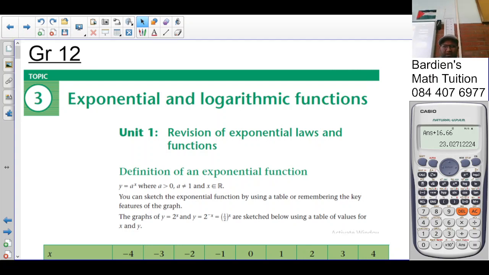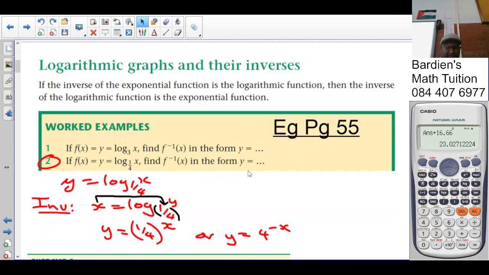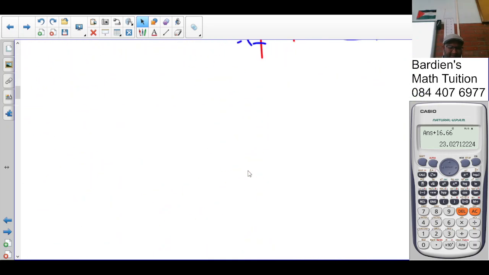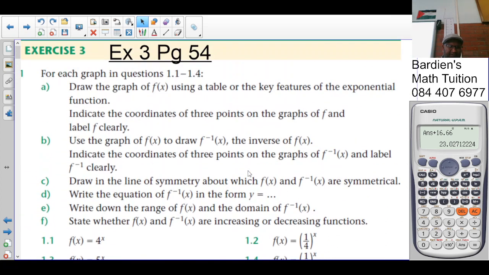Okay, good afternoon, class. At this point, we're busy with exponential and log functions. We are on exercise. The homework was exercise 3, 4 and 5. Okay. Exercise 4. Where's 4? That is 3.